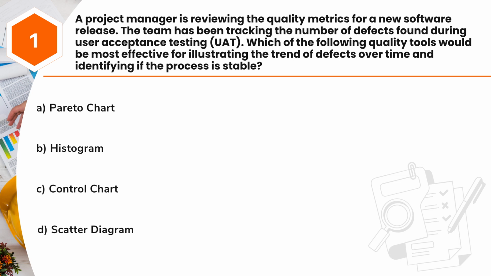Question 1. A project manager is reviewing the quality metrics for a new software release. The team has been tracking the number of defects found during user acceptance testing, UAT. Which of the following quality tools would be most effective for illustrating the trend of defects over time and identifying if the process is stable?